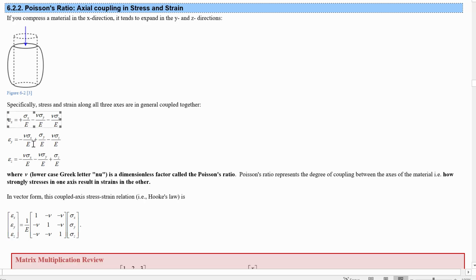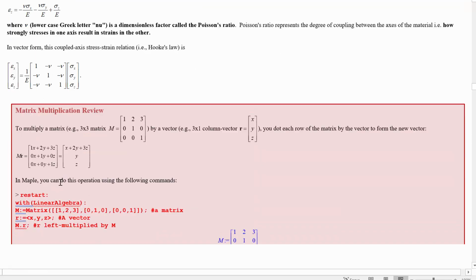You see this? This is writable as a matrix. If you take your X strain relation in terms of the stresses in the 3 dimensions, and then Y and Z, and cast this into a matrix, it looks like this. So you see that the X component of stress causes a strain in X through this first component. It causes a strain in Y through the second component, and it causes a strain in Z through this third component. Remember how matrix multiplication works?